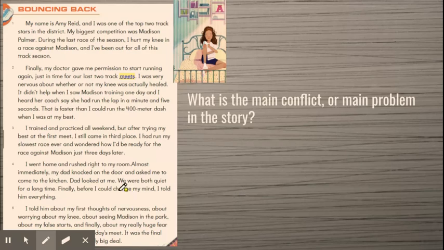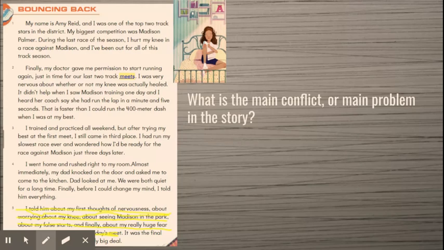You should have highlighted right here something about, I told my dad, my first thoughts of nervousness, about worrying about my knee, about seeing Madison in the park, about my false starts, and finally about my really big fear. And she's afraid that she won't be ready for today's meet. Again, I can't see it because of my little boxes down here. It was the final meet of the year, and it was a really big deal, is what she's saying.